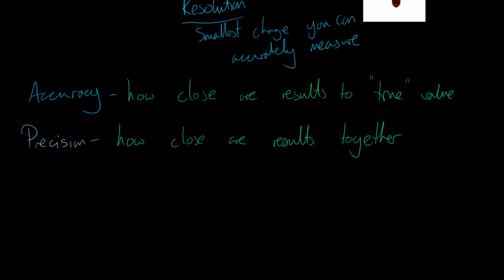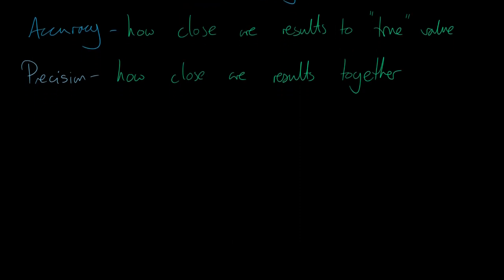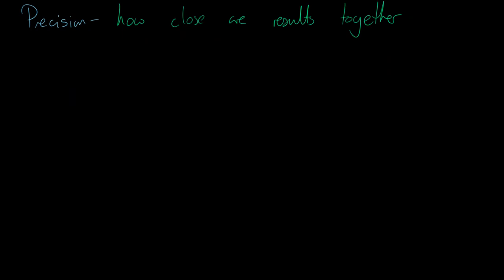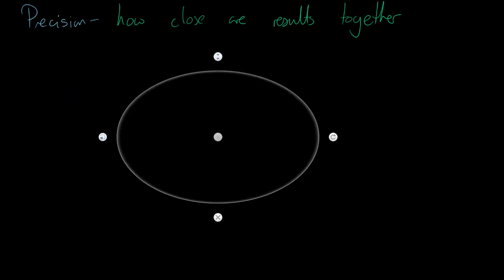Okay, so do your results agree with each other, basically? You can have various combinations of these. You can have experiments with high accuracy and low precision, and low accuracy, and that sort of thing. Let's have a quick chat about that then, seeing as we have a spare moment.